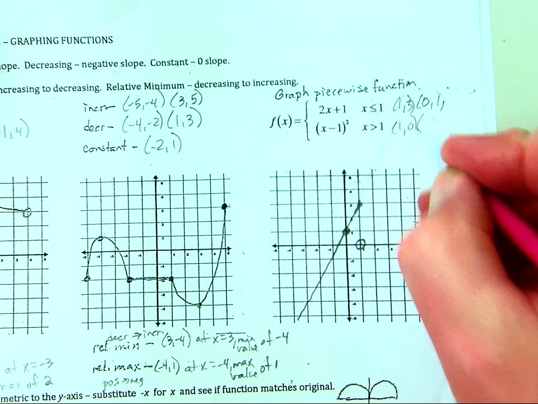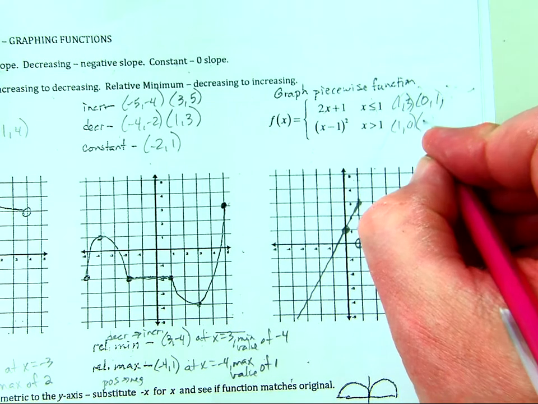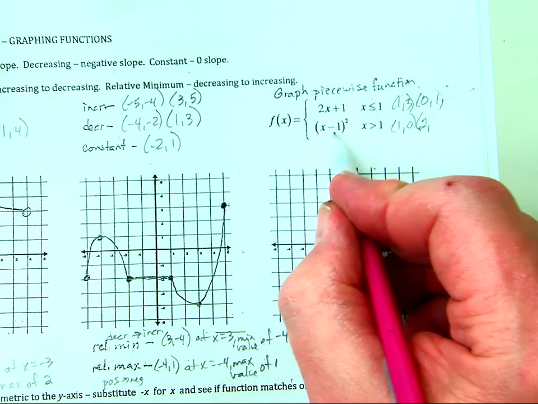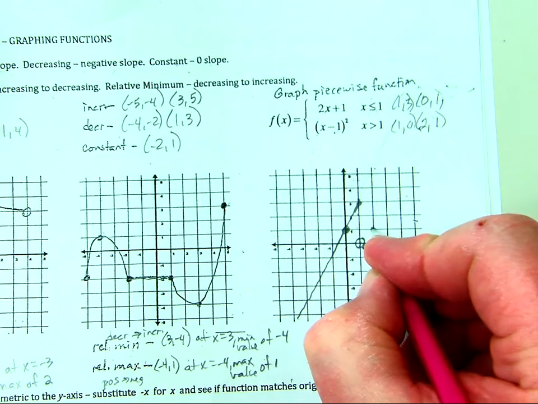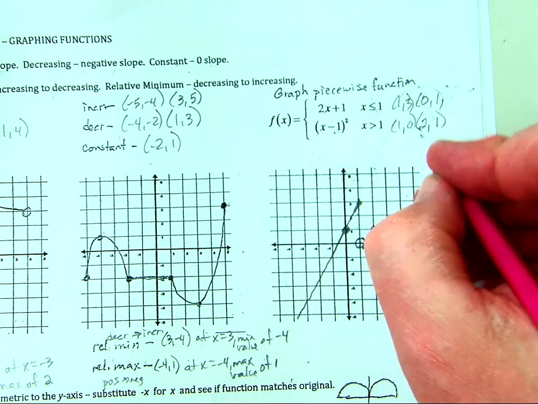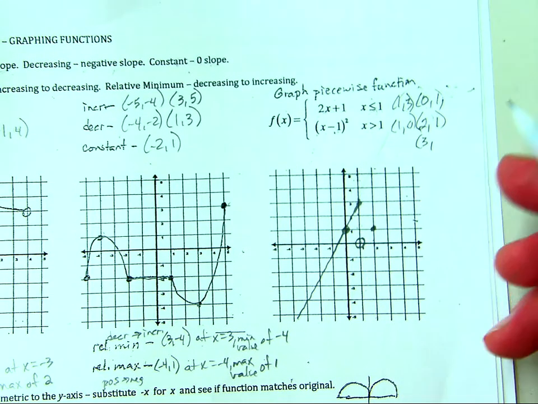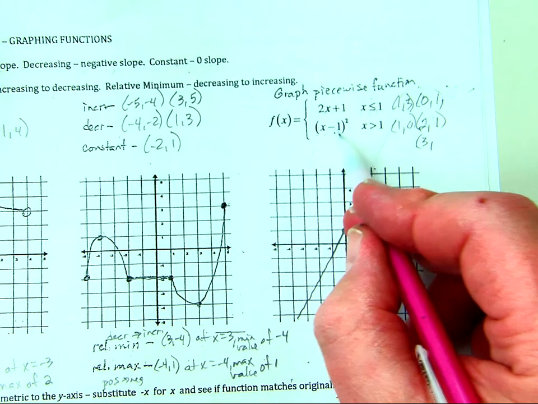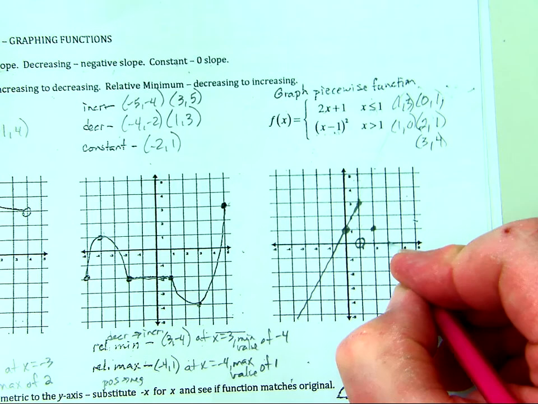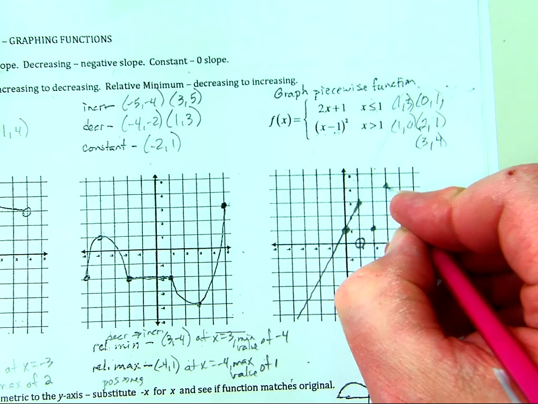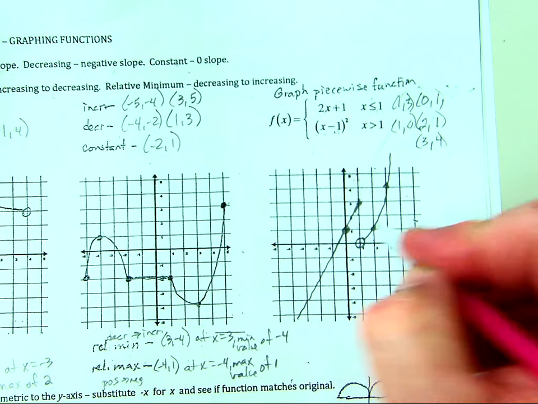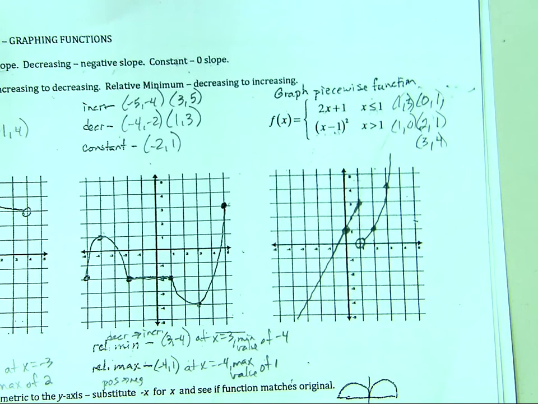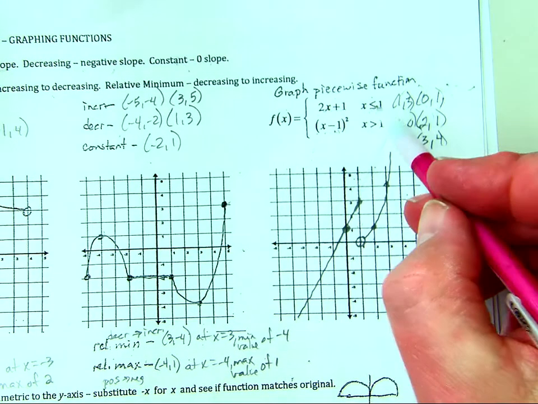Now let's try another point bigger, like let's try x is 2. 2 minus 1 is 1. 1 squared is 1. So the point 2, 1 is on there. Let's try one more. Let's try 3. 3 minus 1 is 2. 2 squared is 4. So 3, 4. Now we said this looks like a parabola, so this is going to look like this. And that's our graph. So you plug in numbers for each domain.